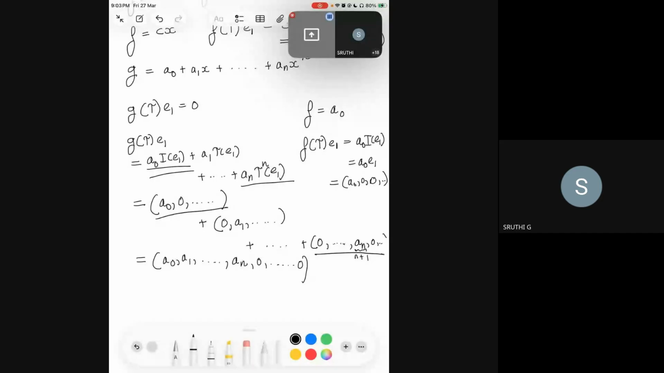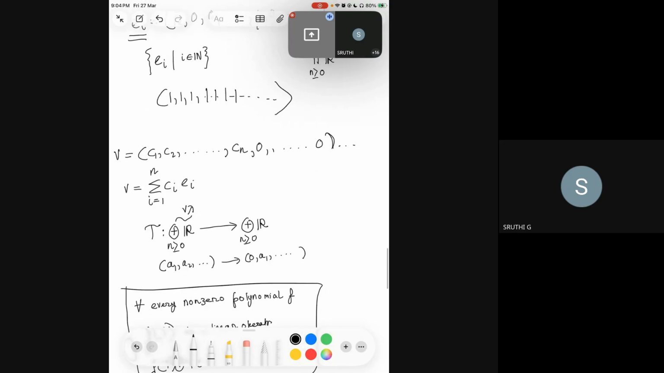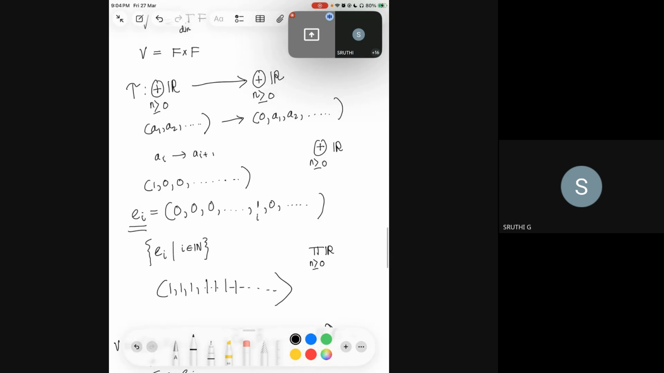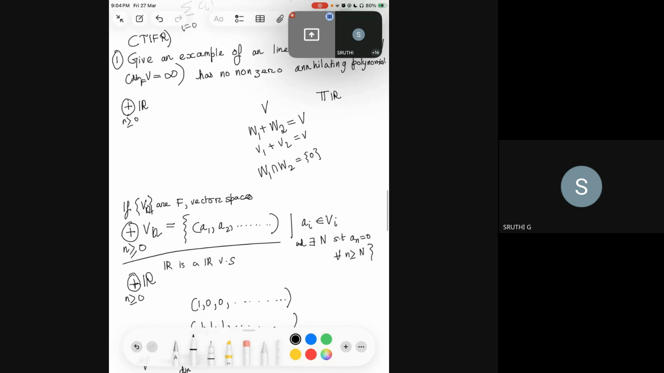According to that, since AN is not 0, this is not 0. Does it make sense? This G(T) of E1 is not a zero element in the vector space, right? Yes, sir. If it was the zero element in the vector space, every coordinate must have been 0. So this is a contradiction. You showed that there can be no non-zero annihilating polynomial, so no minimal polynomial. Very good. This problem is done.